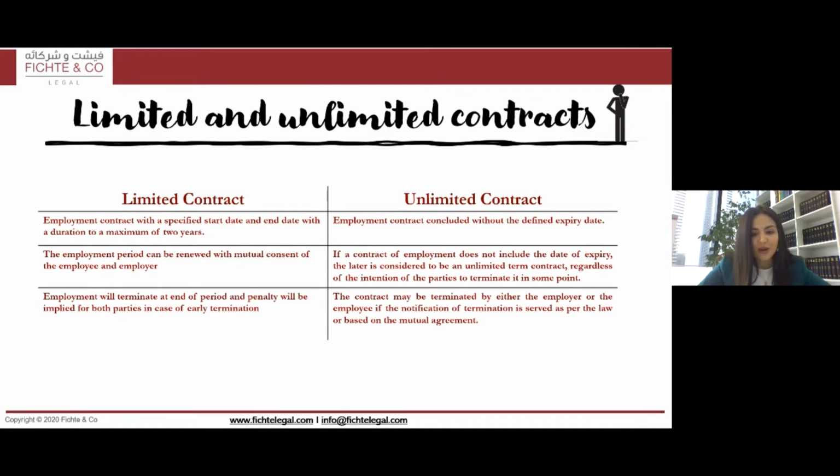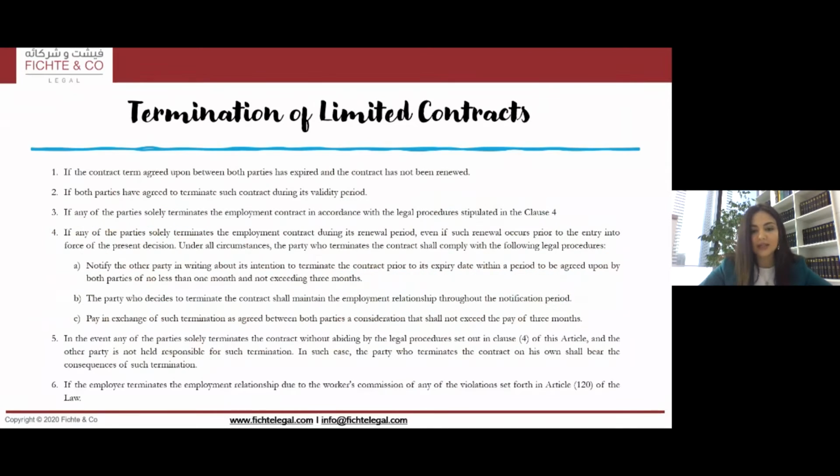So as we talked about the termination of these contracts, then let's move on and see how we can terminate limited and unlimited contracts. In this slide, we can see that we have 6 options to terminate limited contracts. First option, as discussed, is termination by mutual agreement of the parties. Second option is when the fixed term contract is terminated at the end of the term as stipulated in the contract.